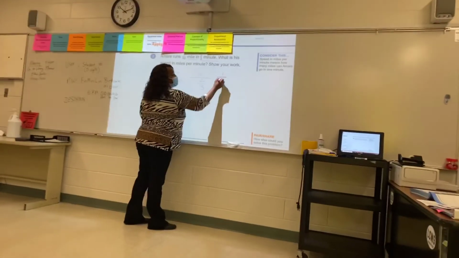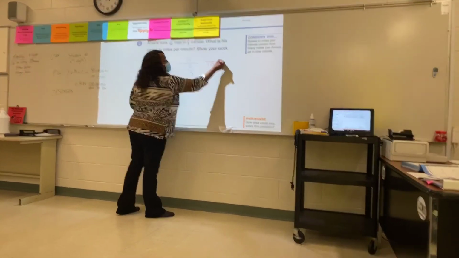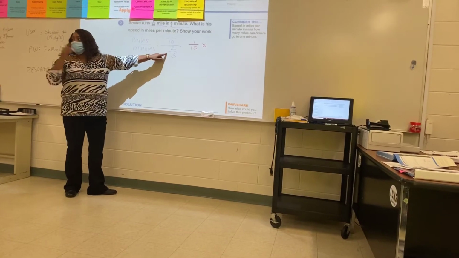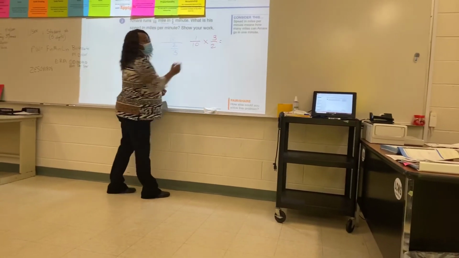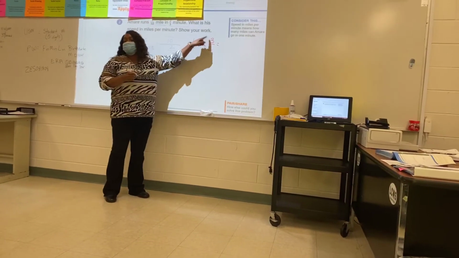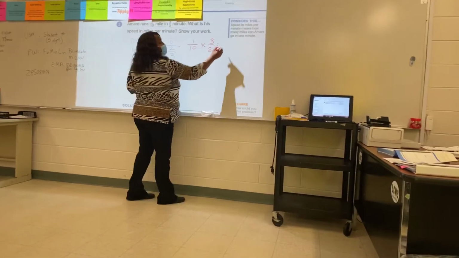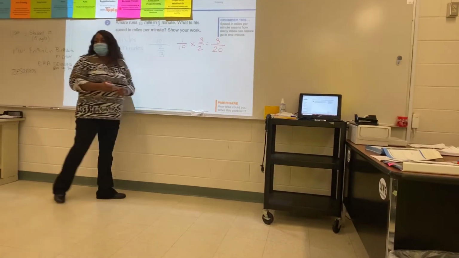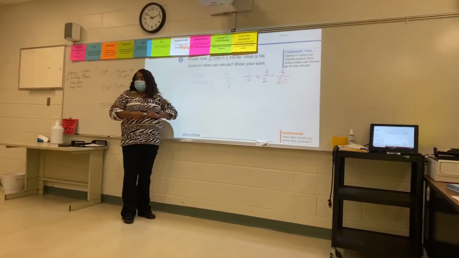We've got 1/10, keep, change, we multiply, flip the next one, that means the reciprocal, 3/2. And now we can multiply top times top, bottom times bottom. Lexi, what did we get? 3/20. Good job. Mark, you okay with this?